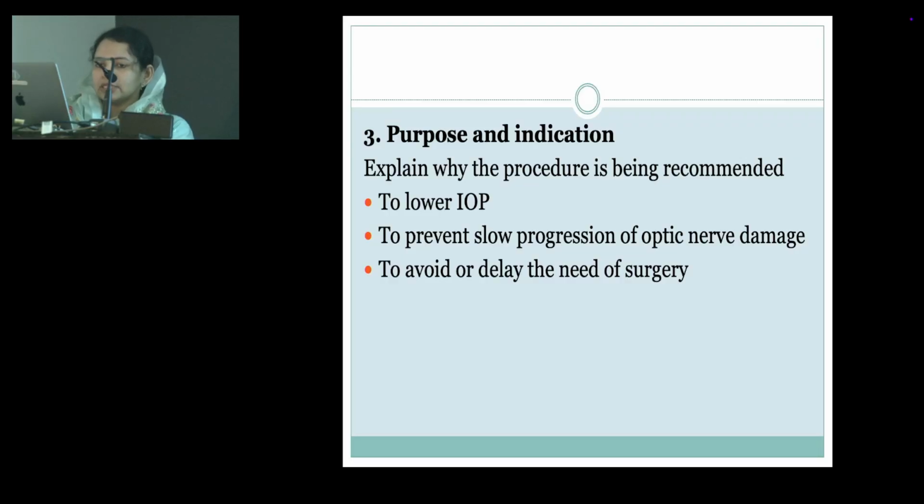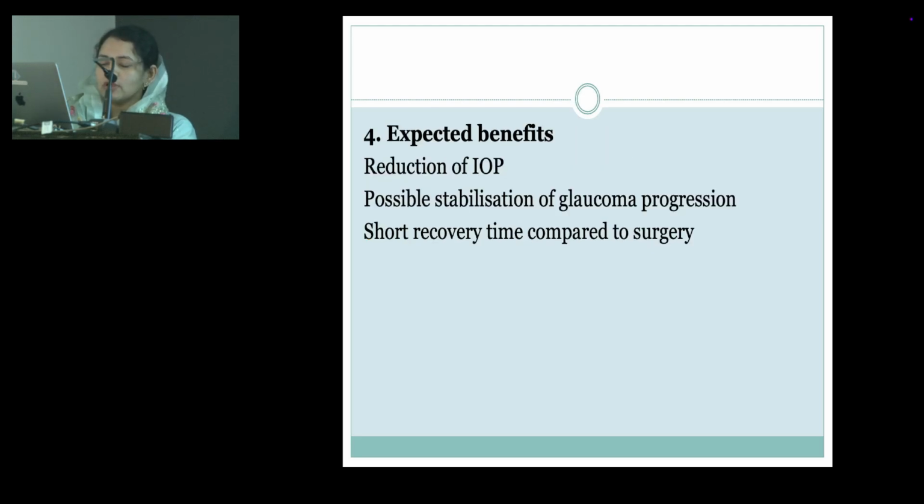And the next important thing is the purpose and indication. Explain why the procedure is being recommended: to lower the IOP, to prevent the slow progression of optic nerve damage, and to avoid or delay the need of surgery. Then we can also explain the expected benefits, that is reduction of IOP, possible stabilization of glaucoma progression, and short recovery time as compared to the surgery.